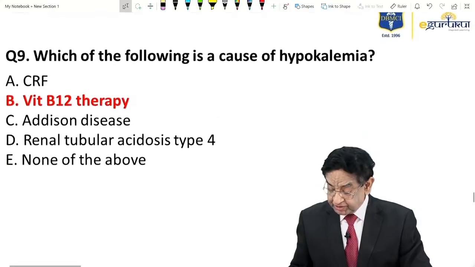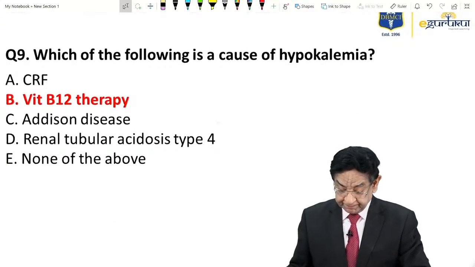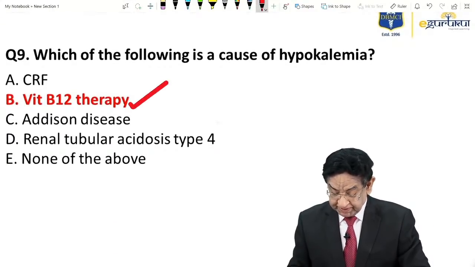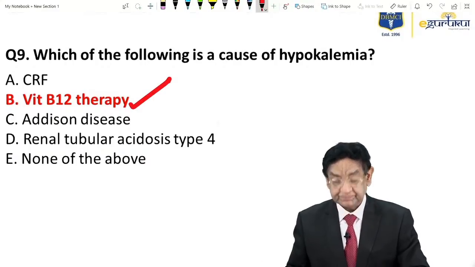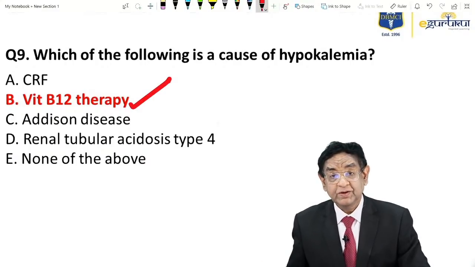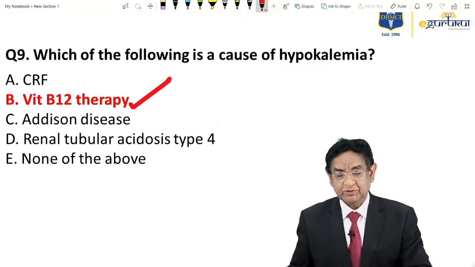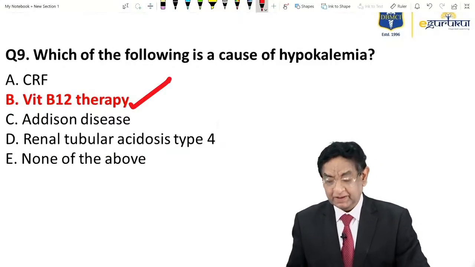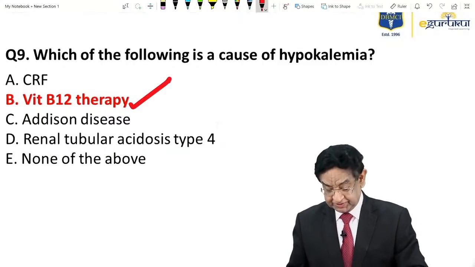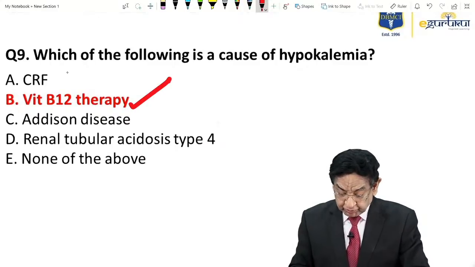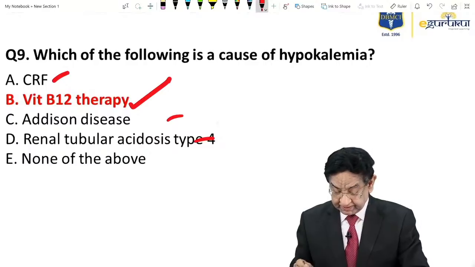Which of the following is the cause of hypokalemia? Answer is B12 deficiency. Okay, B12 therapy, not deficiency, sorry, it is therapy. Okay, this is a lovely question. Rest all lead to hyperkalemia.